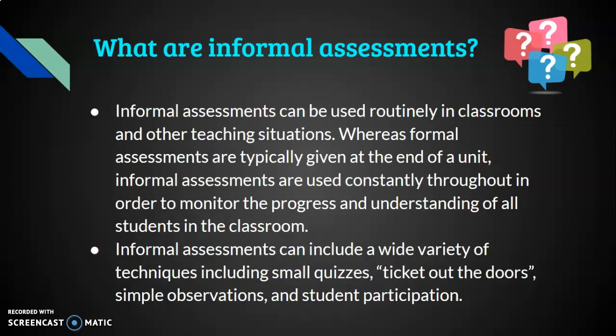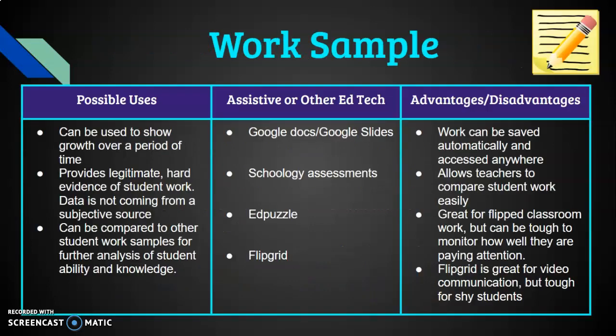Right now, we're going to go over 4 broad categories of informal assessments and explain a little bit about each one. So the first one is a work sample, and that is just that. When you collect student work in any way, shape, or form, you are getting legitimate, hard evidence of their work. And this can actually be used to show growth over a period of time. So you might collect several work samples to see if the student has grown in any way, and that could be compared with other student work samples.